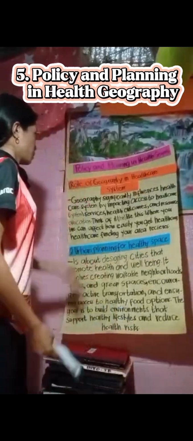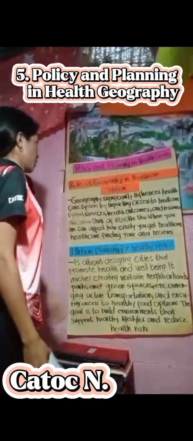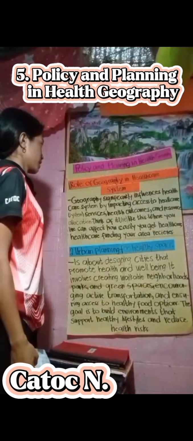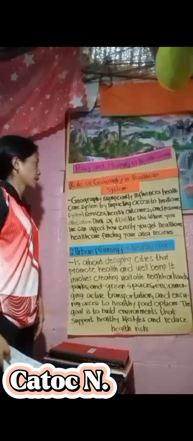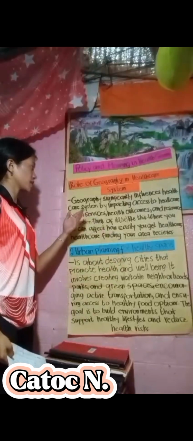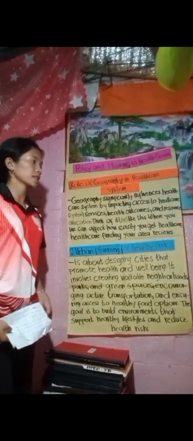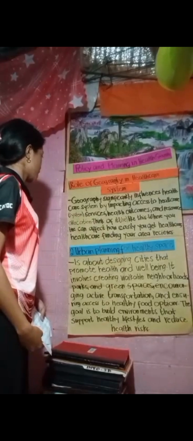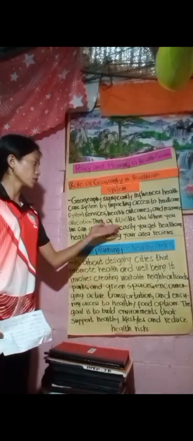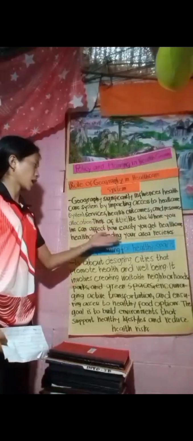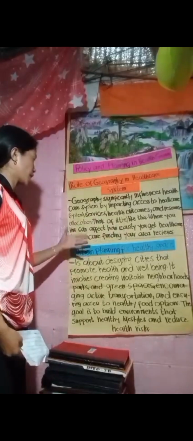My task is about policy and planning in healthcare geography. The first one is the role of geography in healthcare systems. Geography significantly influences healthcare systems by impacting access to healthcare services, health outcomes, and resource allocation. Think of it like this: where you live can affect how easily you get healthcare.